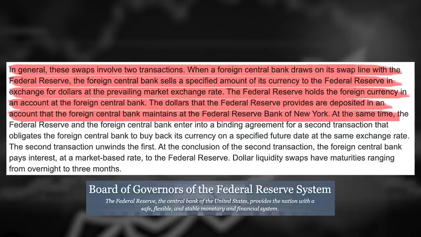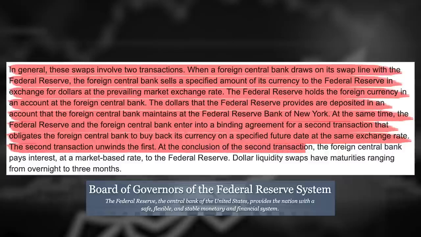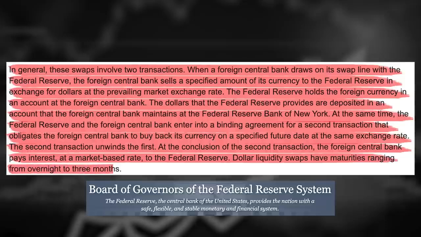At the same time, the Federal Reserve and the foreign central bank enter into a binding agreement for a second transaction that obligates the foreign central bank to buy back its currency on a specified future date at the same exchange rate. So a little bit like a repo transaction. The second transaction unwinds the first. At the conclusion of the second transaction, the foreign central bank pays interest at a market-based rate to the Federal Reserve. Dollar liquidity swaps have maturities ranging from overnight to 3 months.